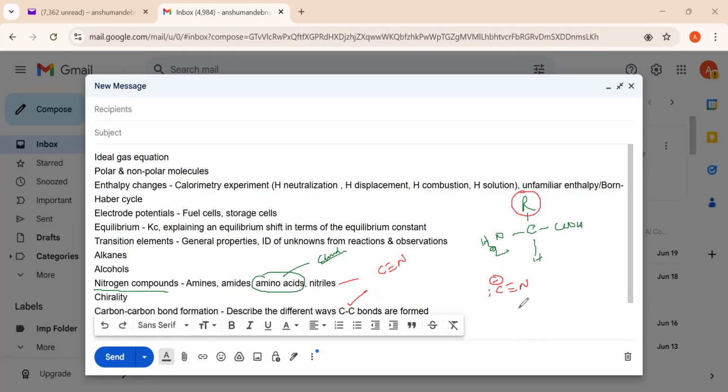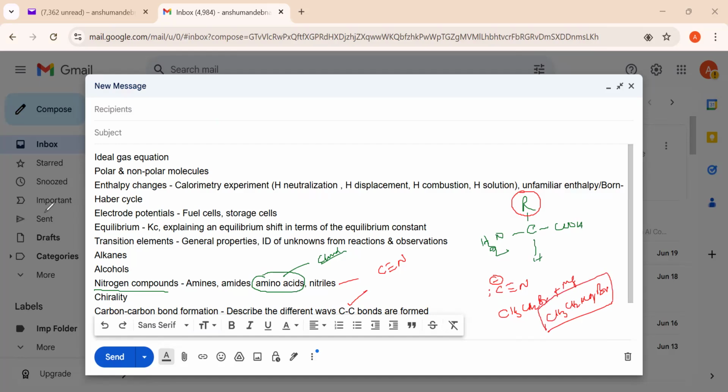Understood? We can use Grignard reagent. Do you get my point? CH3CH2Br. At Edexcel also, right? Grignard reagent is also important. Plus Mg gives you CH3CH2MgBr. This is a Grignard reagent, right?